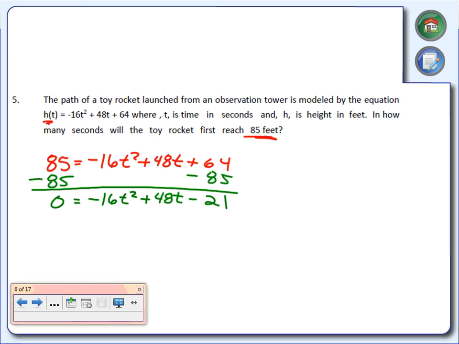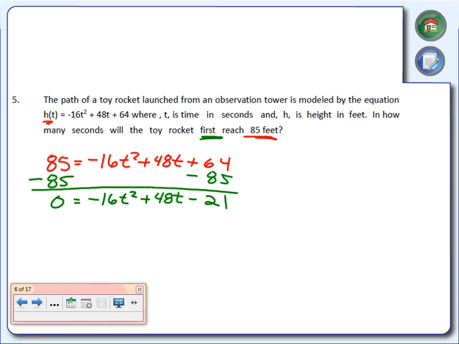Now notice here it says how many seconds will the toy reach its first time at 85 feet. Why is it going to reach 85 feet twice? Yeah, because it's going up, it reaches 85 feet, but on the way down, it also reaches 85 feet. So we're looking for the first one. So we need to solve this quadratic. I think the method we'll use on this one is the graphing method. So everybody go to your calculator, and let's go ahead and graph this thing real quick. Go to y equals, and let's graph negative 16t squared plus 48t minus 21.